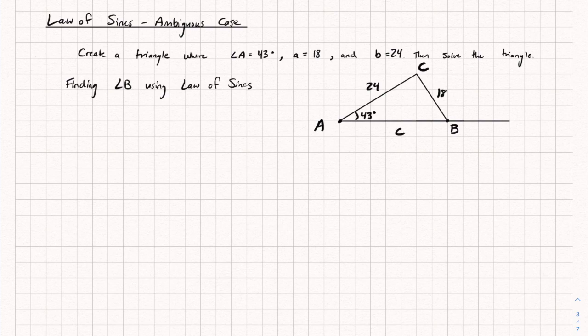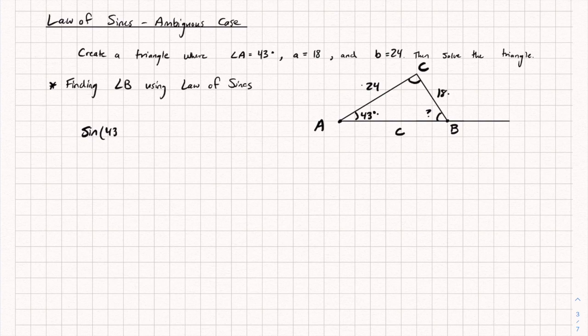Notice I don't know little c, I don't know angle B, and I don't know angle C. But you'll see this in the directions. I can find angle B using the law of sines. The reason why I can find this missing angle is because I know angle A, I know side A, and I know side B, right? So the only unknown, if I'm setting up my law of sines, would be that angle, and we can go through and solve for it.